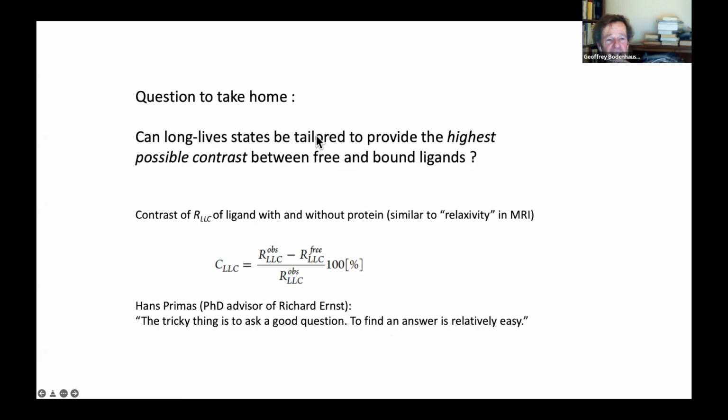Can long-lived states be tailored to provide the highest possible contrast between free and bound ligands? Now, this is a different quest from the quest for the longest lifetimes, for example, or from whatever property these long-lived states may have. This is a different question. And I note that there is some superficial similarity with what the MRI people call relaxivity.